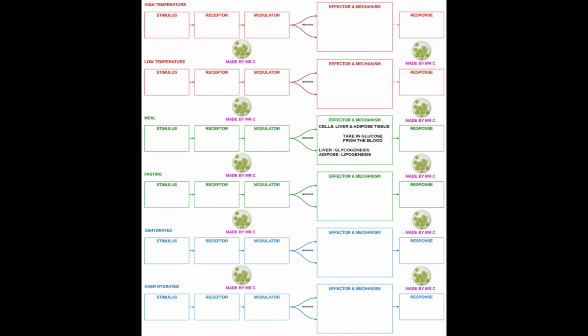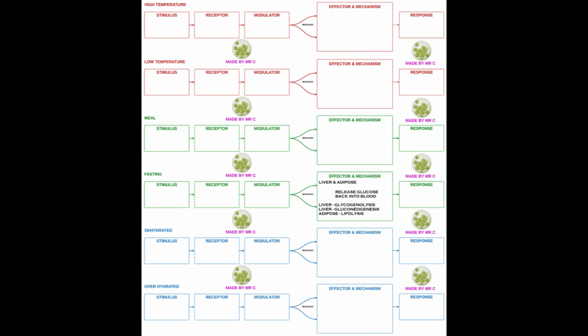The liver turns the glucose into glycogen, and we call this glycogenesis. And once the liver has 400 grams of glycogen in it, the adipose tissue takes up excess glucose and turns it into fat, which we call lipogenesis. And so the response is a lower blood glucose concentration, which directly opposes the original stimulus, and so this is negative feedback. But what if you're fasting?